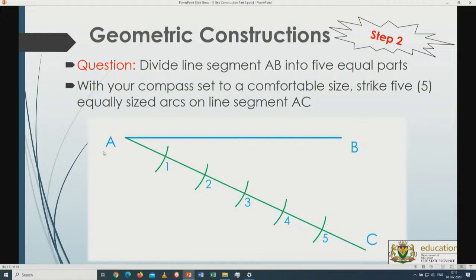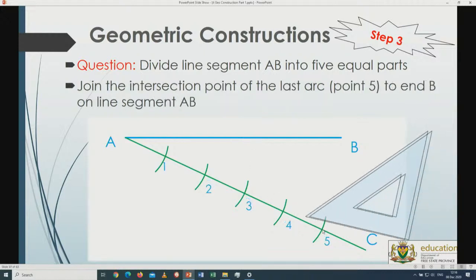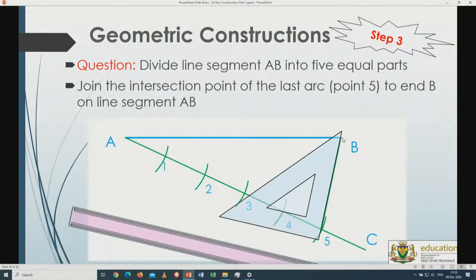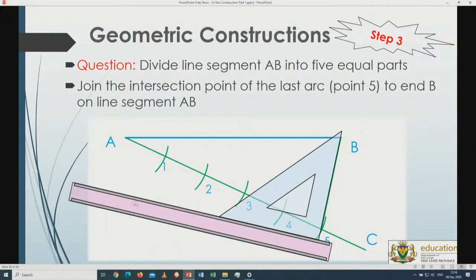Now for this point, remember this is the line that needs to be divided into 5 equal parts. This is the same distance, so therefore that's equal, but it's not giving it to me on the one segment AB. So what I would do now is basically I will join point 5 with point B, which is the end point, and I will place my ruler on the bottom of this part over here.